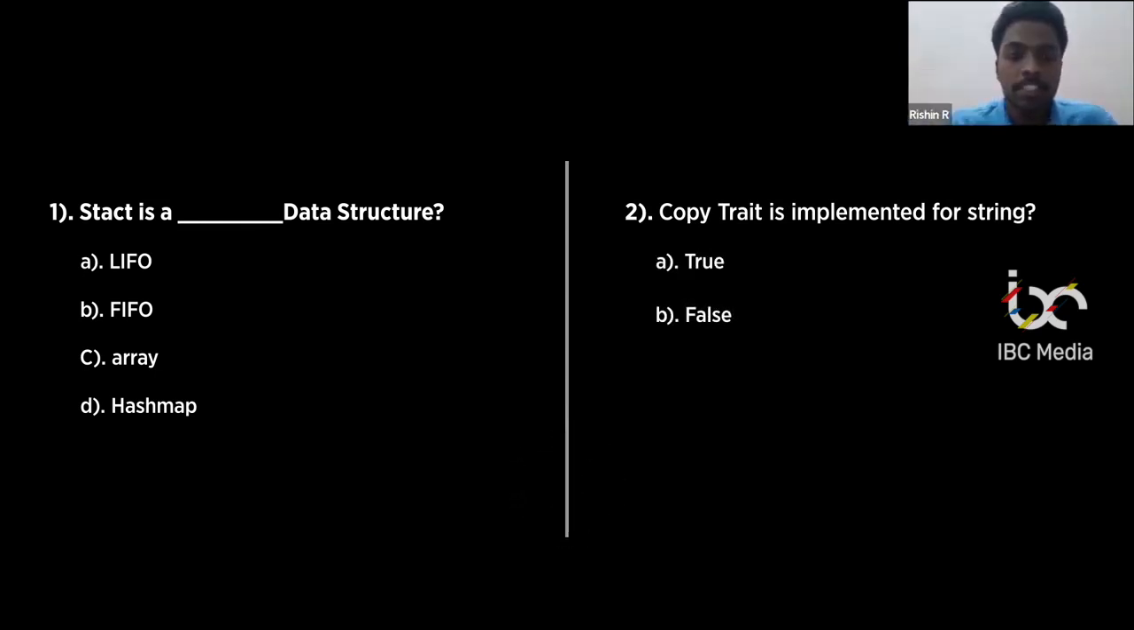Yeah, so the first question was stack is a dash data structure, and the answer is LIFO. State whether true or false: copy trait is implemented for string. The answer was false. That means copy trait is not implemented for string. That's what I was trying to convey, that copy trait is only implemented for those data structures whose size is known at compile time.